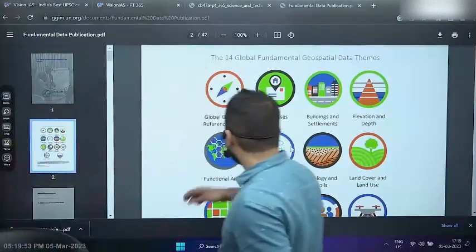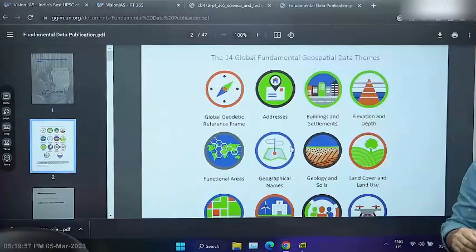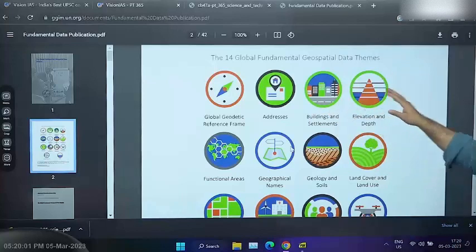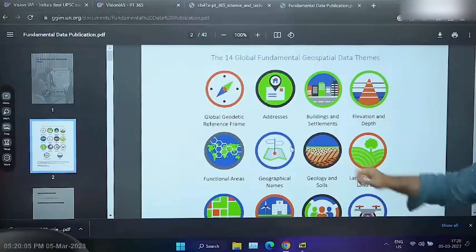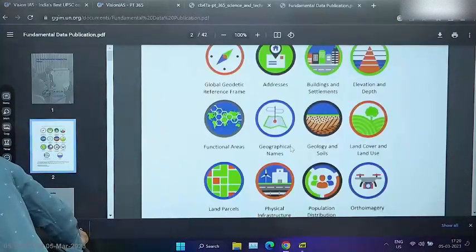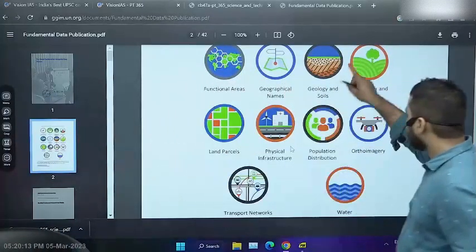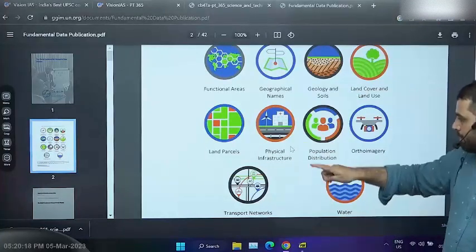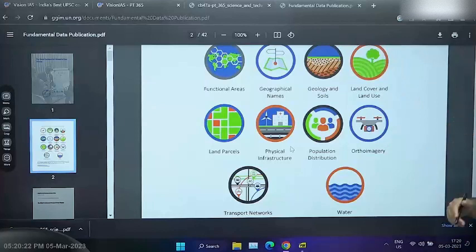That we are talking about simply global geodetic, which simply means what is your latitude, longitude, whatever your location data is, that in itself. Address, building settlement, height, elevation and depth. Functional areas. Functional areas simply means that which has some developmental perspective. Geographical names, soil data, land parcel data. Physical infrastructure, for example, wind turbine, road, buildings, etc.